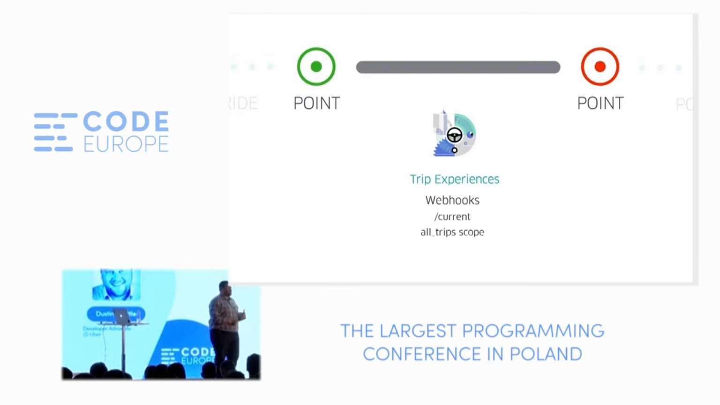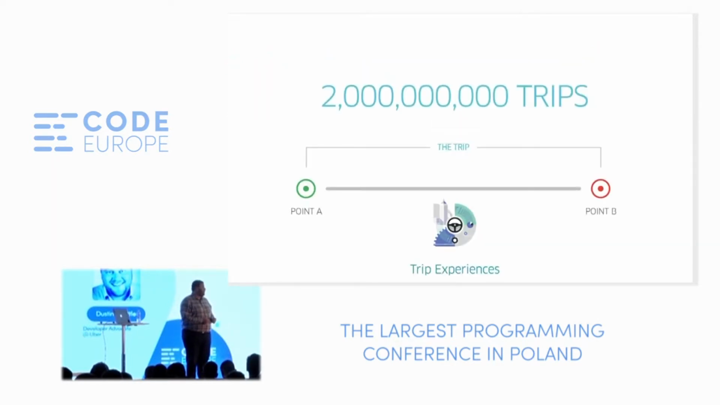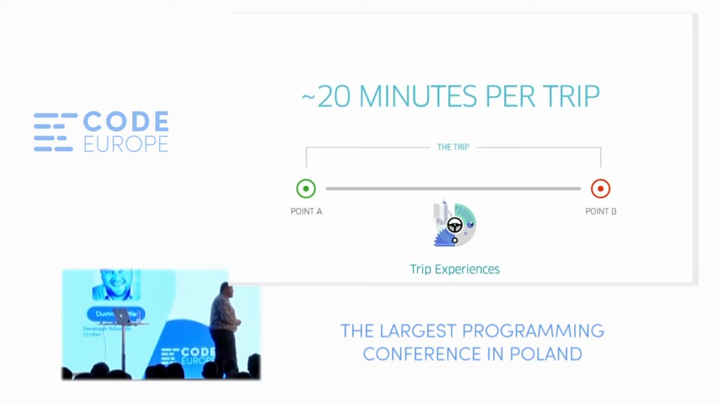So for every user that's signed into your application and approved the all trip scope, they'll get notified whenever you take an Uber trip. And so they can start to do push notifications, or they can start to create custom experiences around that trip. When I know where you're coming from and where you're going, I can start to do some interesting stuff. And so like I said, we hit our 2 billionth trip last July, and actually we've far surpassed that today. And the average trip in the US is 20 minutes.